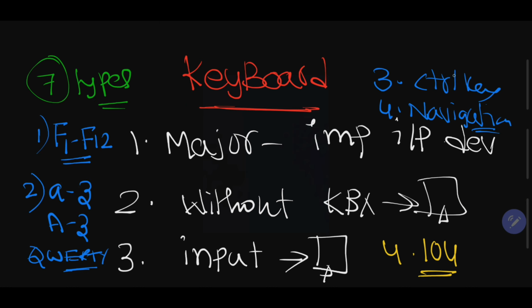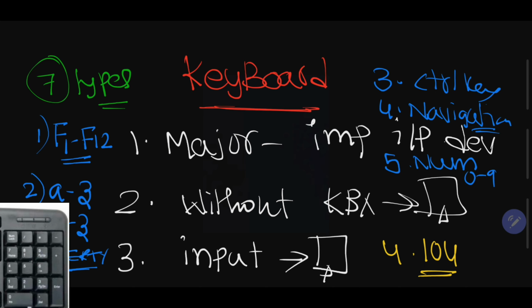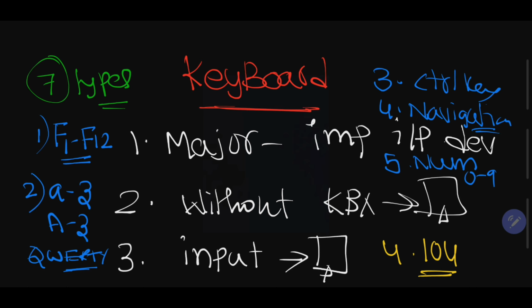Next, numerical keys. So 0 to 9, which is on the right side of the keyboard, comes under the numerical keys, and with the help of Fn, control or shift, we can operate numerical keys in the main layout.